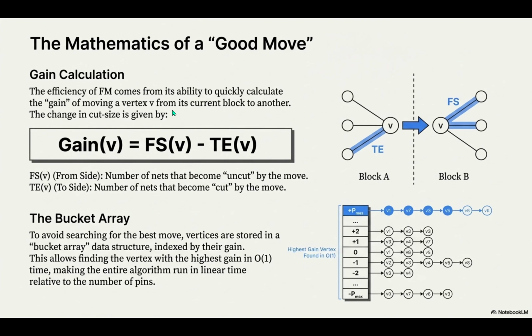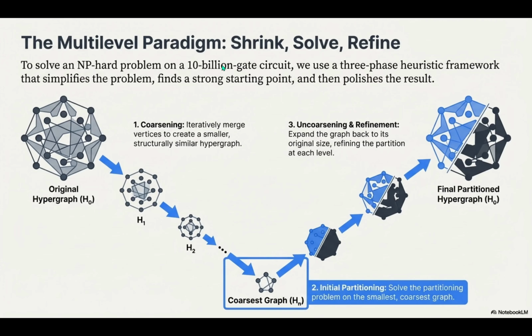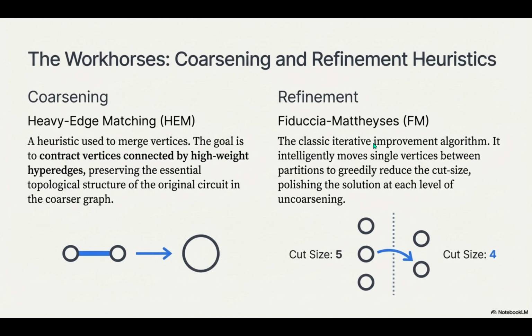The polishing stage. Yeah, you start expanding those merged components back out, level by level. And at each step, you use an algorithm to refine the boundary, to make the cut just a little bit better. And this is where the famous Fiduccia-Mattheyses algorithm, or FM, comes in. That's the workhorse. It does all the heavy lifting during the refinement. Okay, so let's get into the weeds on FM.